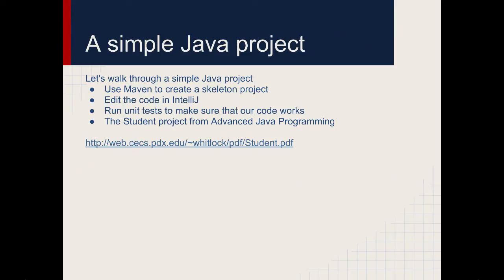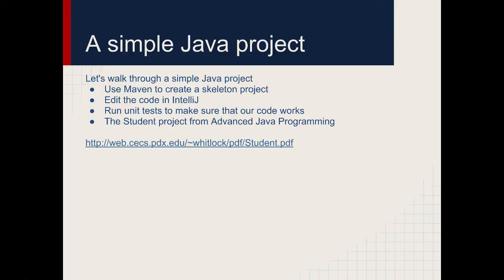Now that we've seen some of the tools that you use to work with the Java programming platform, let's walk through a simple Java project. First off, we're going to use Maven to create a skeleton project, a template, if you will, for us to start with. And then we will edit our code in IntelliJ. And in this exercise, we want to get our unit tests to run. The template project comes with a couple of unit tests, and we want to get our code in a place that the unit tests pass.